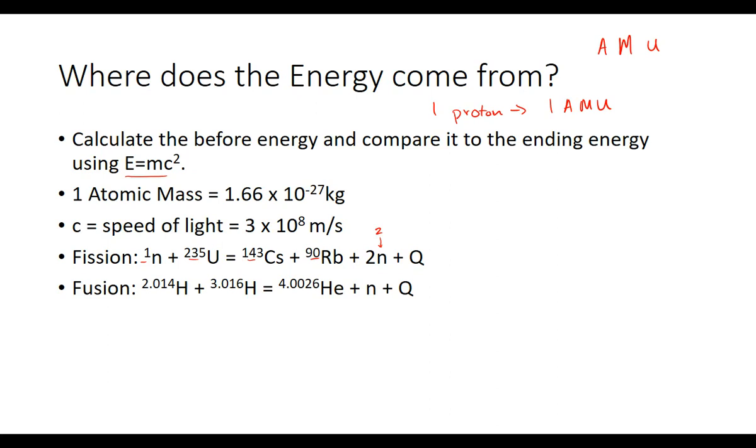So let's see here. If we were to look at the atomic mass unit for this, we start out with one neutron and then 235 protons and neutrons. We're keeping track of the mass at the beginning. We start out with basically 1 plus 235, doing this in terms of atomic mass units. This is fission.